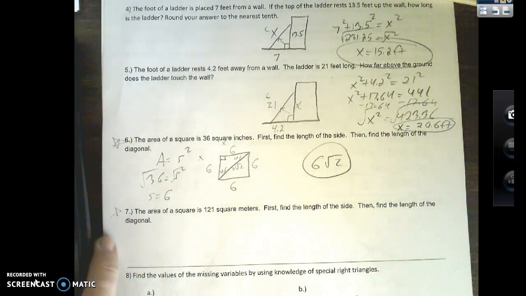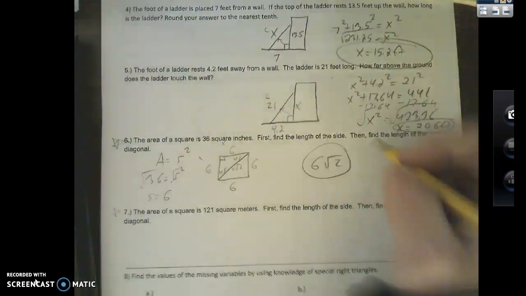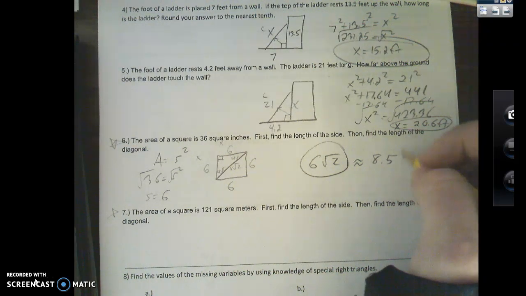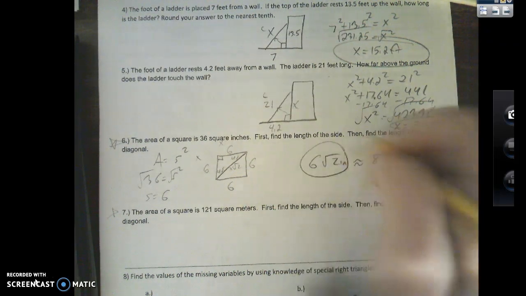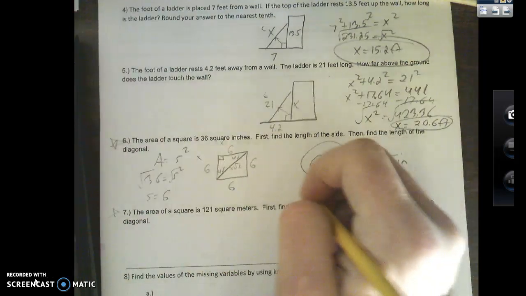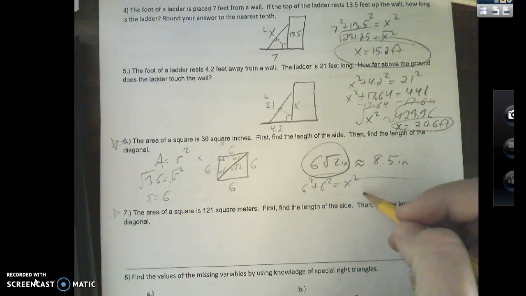Really simple. If you were to use Pythagorean theorem, you would get an answer of 8.5, and that's in inches. So either one's fine. If you're going to use Pythagorean theorem, go for it. You would just do 6 squared plus 6 squared equals x squared, and you'd get the same answer either way.